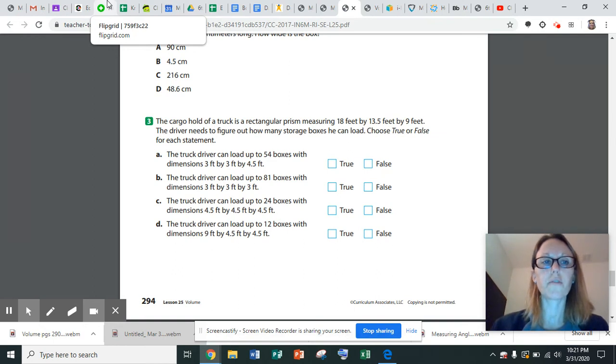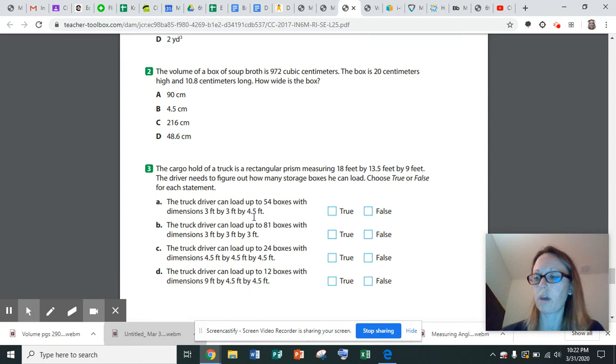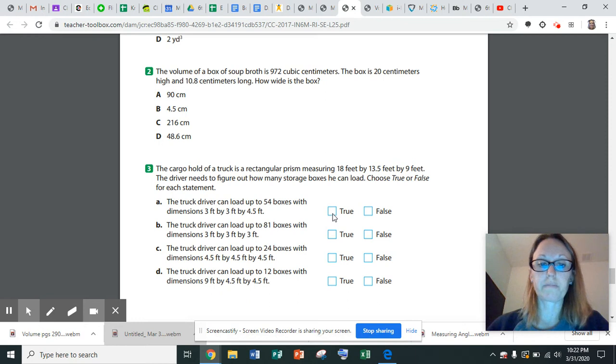Then for each one, for A, B, C, and D, you would need to multiply 3 feet by 3 feet by 4.5 feet. And then once you get that answer, you'd have to multiply it by the number of boxes. Okay? So when you multiply 3 feet by 3 feet by 4.5 feet, you get 40.5 cubic feet. And then when you take that and multiply it by 54, you get 2,187. So that works. So A would be true.